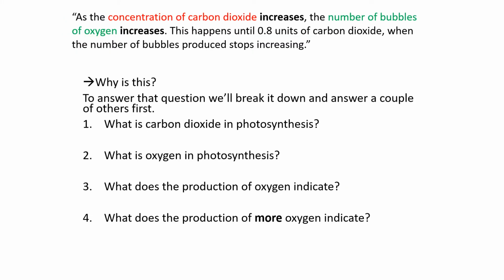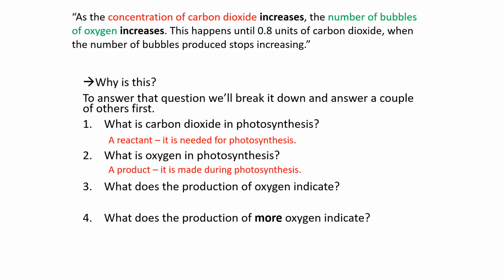Why is this? If we break it down into different questions, what is carbon dioxide in photosynthesis? That is a reactant that is needed for photosynthesis. What is oxygen in photosynthesis? A product that is made during photosynthesis. What does the production of oxygen indicate? That photosynthesis is taking place.